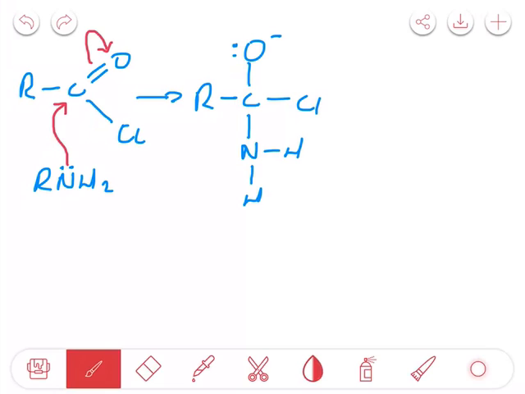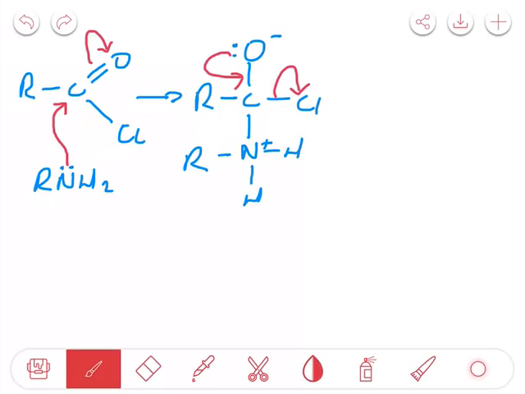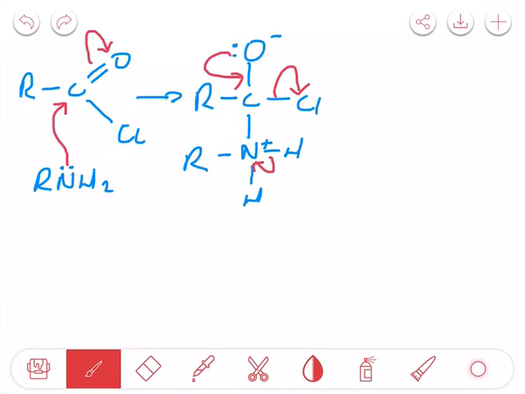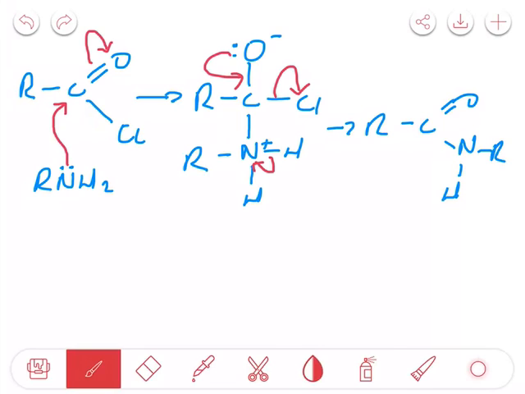NH, H, and I'll do an R group on here. Okay, that's positively charged. And then the carbonyl group reforms. These are the three curly arrows. Chlorine leaves. It goes like that, which then gives me my final product, R, C, O, N, H, R, and that is my N-substituted amide, okay?